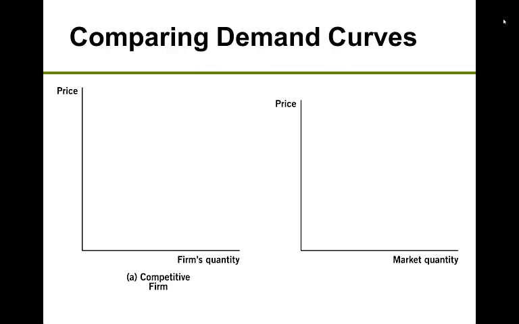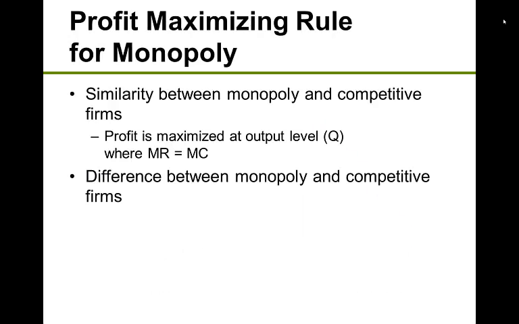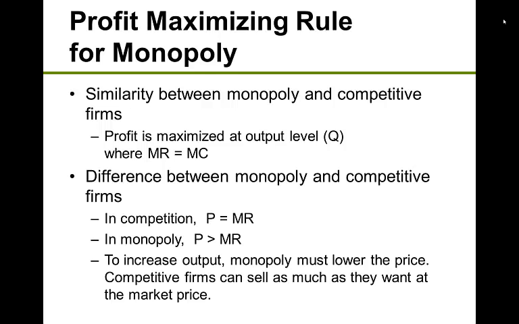So graphically, here's what our demand curves will look like. Competitive firm on the left, monopolist on the right. So here, recall, is our perfectly competitive firm's demand curve, perfectly horizontal. Our monopolist demand curve is going to be our market demand curve, downward sloping. So our monopolist is still going to maximize profits by choosing a quantity level where marginal revenue is equal to marginal cost. But what's different is, although in perfect competition, price was equal to marginal revenue, with a monopoly, price is going to be greater than marginal revenue.